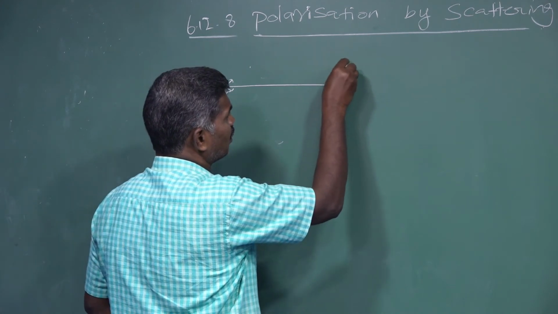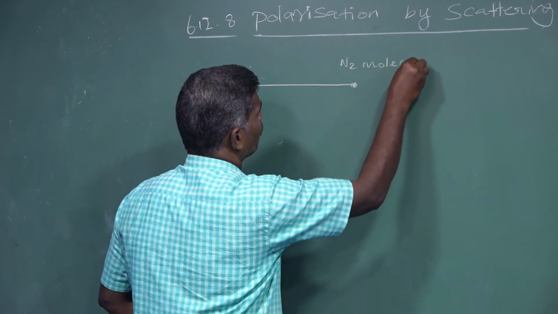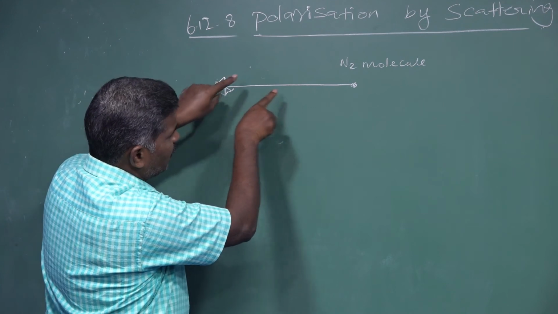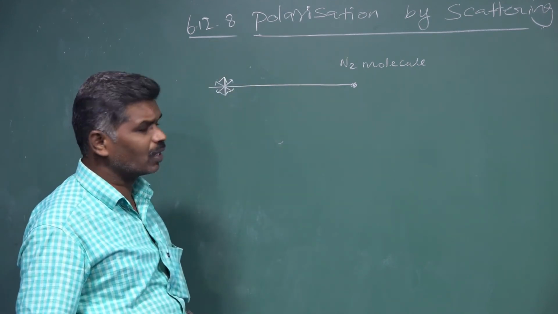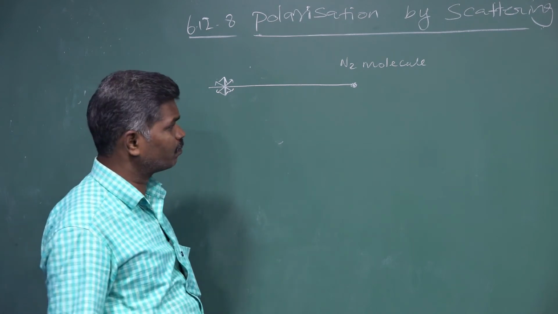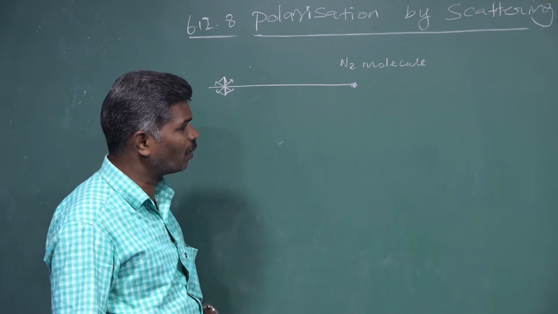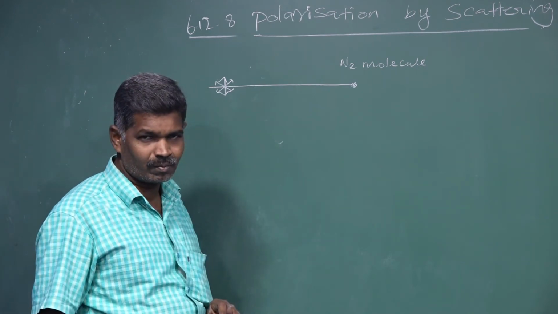Here we consider an N2 molecule, one of the molecules in our atmosphere. Unpolarized light is going to fall on that N2 molecule. The unpolarized light incident on the N2 molecule is an electromagnetic wave.